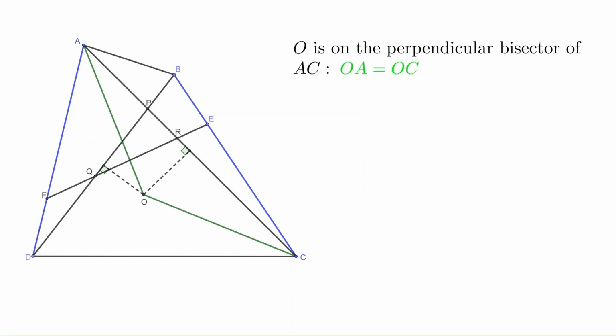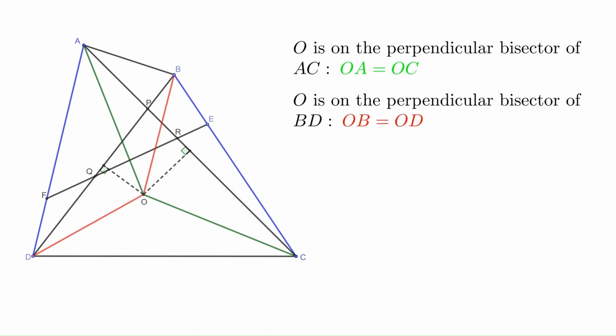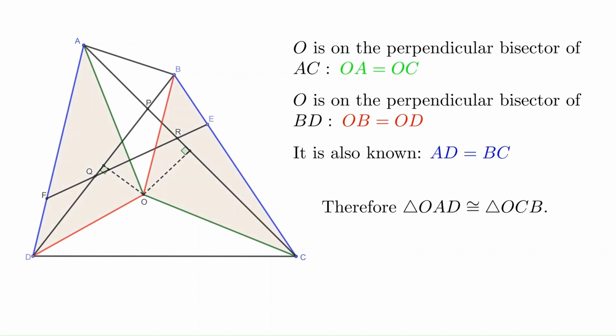First of all, O is on the perpendicular bisector of AC. We know every point on the bisector is equidistant to the endpoints of the segment. Therefore, OA equals OC. These two segments are colored green. Similarly, OB equals OD, the red segment. We are given a condition that AD equals BC, the blue segment.